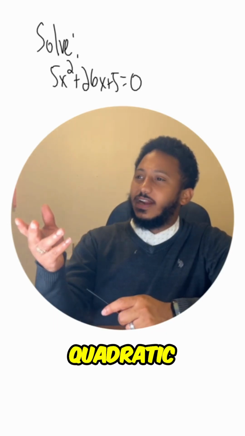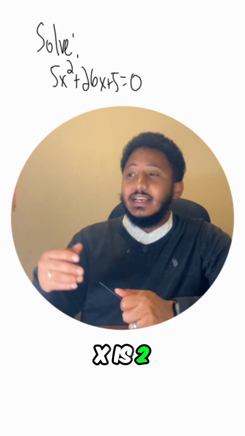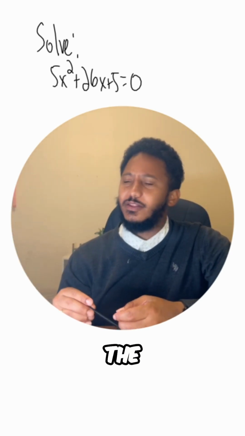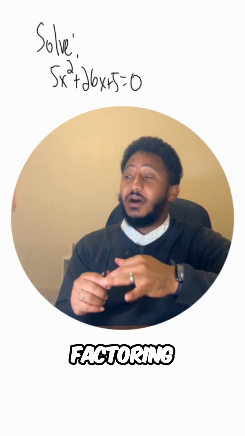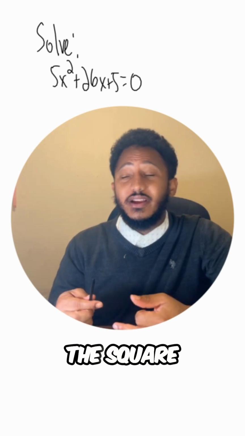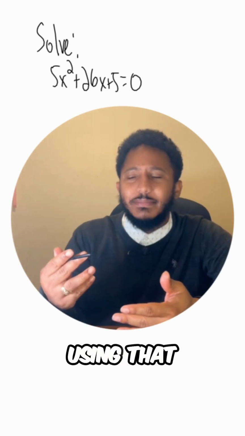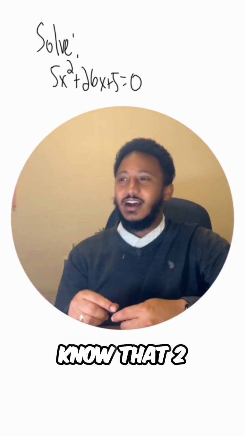Now, when solving quadratic equations, or equations that have a degree of 2, where the highest power of x is 2, there's plenty of methods. The quadratic formula, factoring. Another method that we can try solving equations like this is completing the square. So let's try just using that method. It's not always the most efficient, but we need to know that tool of completing the square.